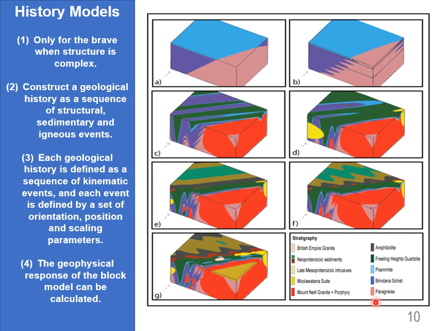modeling process. So if you want to go down this pathway, it's a complicated process where you have to construct a series of geological histories that includes structural geology, sedimentary events, and igneous events, and they all have to be superimposed upon each other until you get the right geometry. And each of the geological histories is defined by a series of kinematic events and a set of orientations and scaling parameters. So this is an approach where you would use it where you have really good understanding of the geology.